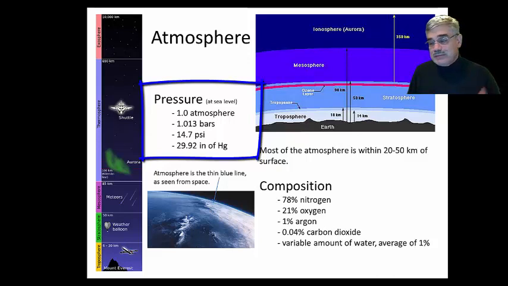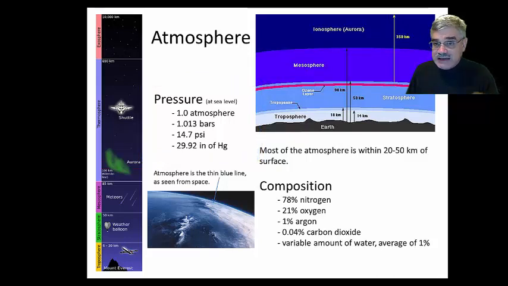But we say the pressure can be 1 atmosphere, that's a term that we use quite often, or 1.013 bars, which is essentially the same as 1 atmosphere. Or we may describe the pressure in terms of pounds per square inch, PSI, and we might say it's 14.7 pounds per square inch. Or we might say it's 29.92 inches of mercury. These are different ways of measuring atmospheric pressure. And in the next slide, I'll explain a little bit more about what this means.